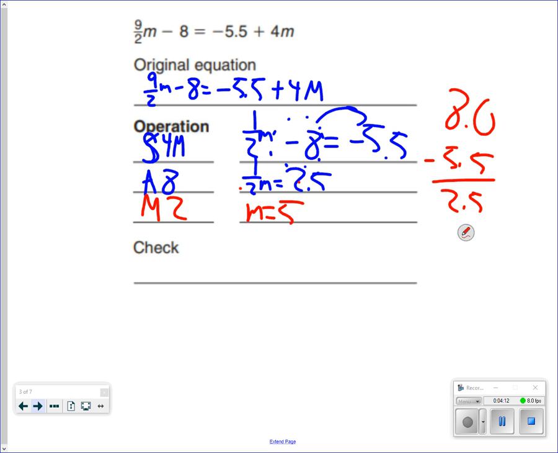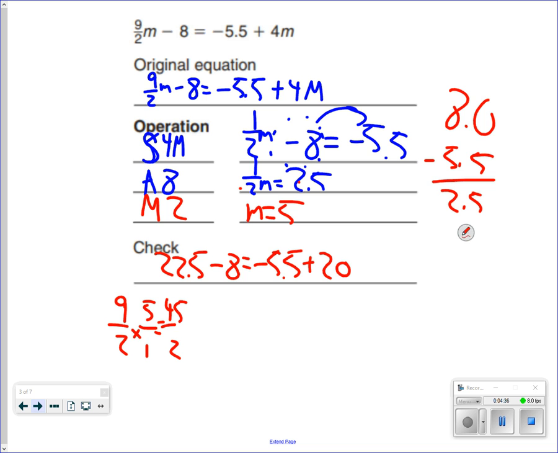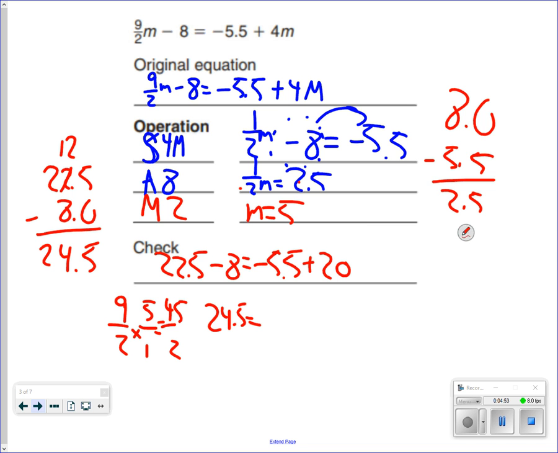If m is 5, so 9 over 2 times 5 over 1 equals 45 over 2, which would be 22.5. How many 2's go in there? 22 and a half, 22.5 minus 8 equals negative 5.5 plus 20. Well, 22.5 minus 8, sorry kids, it's getting a little long, but it's important to check your work, is 24.5? Okay, that's not right.